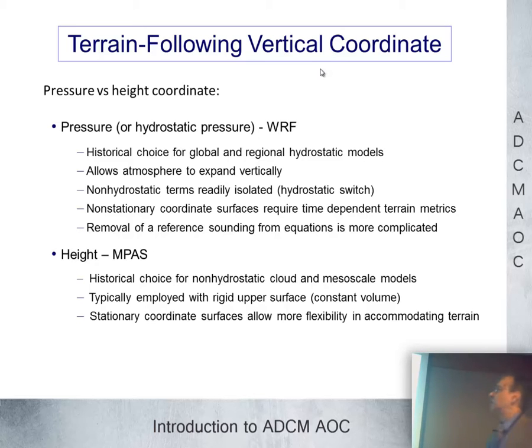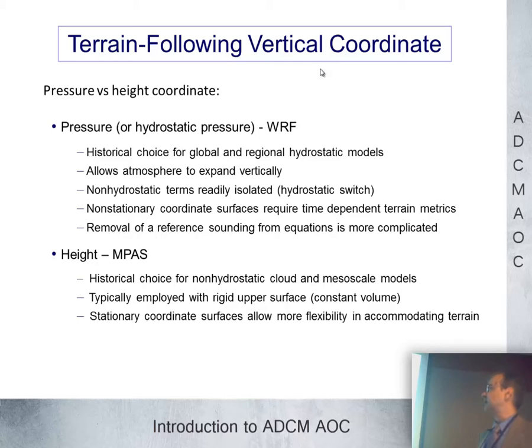But now, for MPAS, they want to go back to the height coordinate again, because in some ways it's simpler. So for the pressure or hydrostatic pressure coordinate, it's a historical choice for global and regional hydrostatic models that allows the atmosphere to expand vertically. The top surface in the pressure coordinate is actually a pressure surface, which is more natural in the sense that you can expand. When you heat the column, for example, it can expand upwards. If you put that top surface far enough away, those issues become less important.